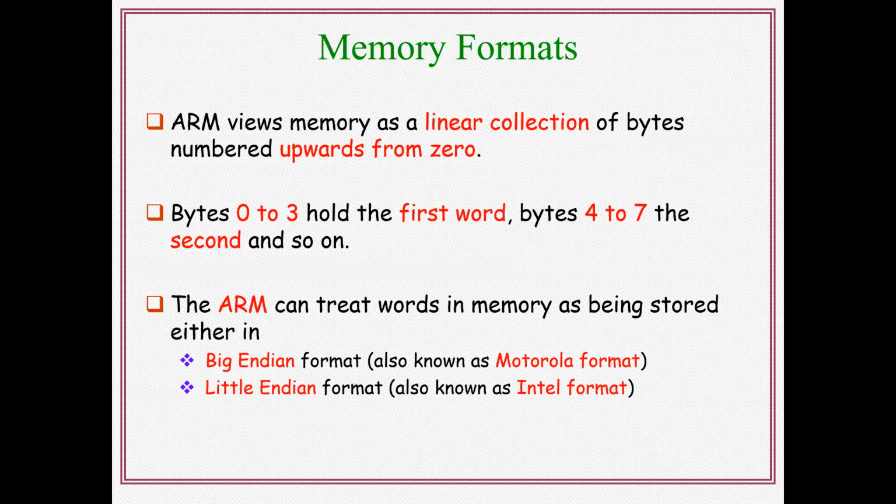The ARM can treat words in memory as being stored in either big endian format or little endian format. Big endian format is also known as Motorola format, and little endian format is also known as Intel format. So these are the two formats supported.